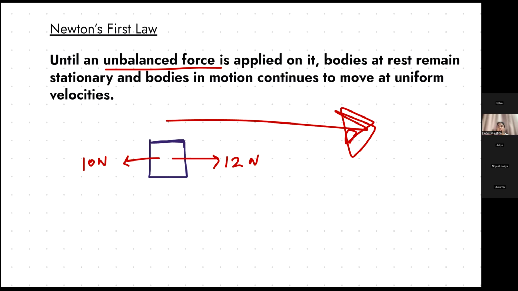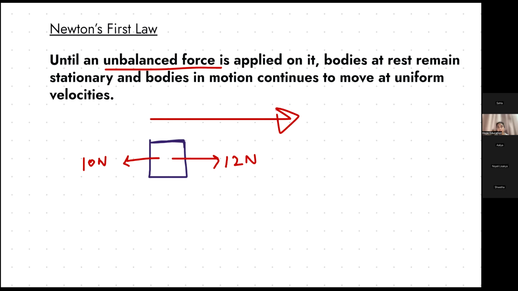If I apply 10 newtons and Shweta also applies 10 newtons, now it's balanced, right? So the two forces balance, and the object is not moving. But if Shweta gives 12 newtons, this is going to move in this direction, because now it is not balanced. Shweta has given an extra 2 newtons. That extra 2 newtons is the unbalanced force. When someone's balance is lost, that extra force is called the unbalanced force.